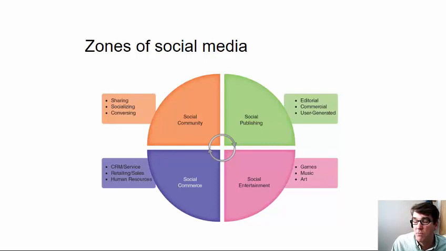The next one is social publishing. Social publishing is the zone where knowledge is communicated from one person to either another person or to a group of people. Here we see editorial, commercial, user-generated information can be there.